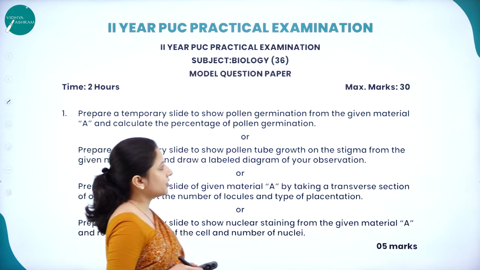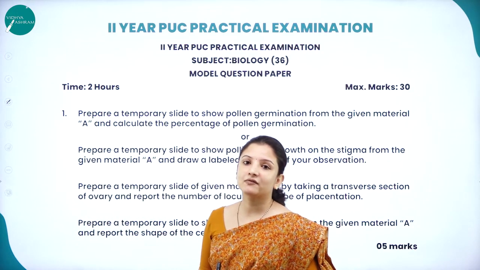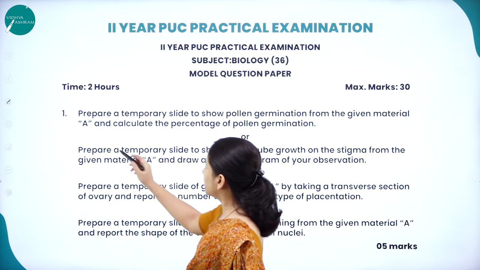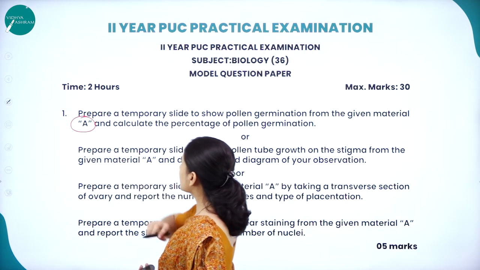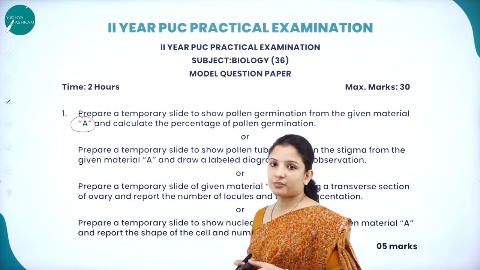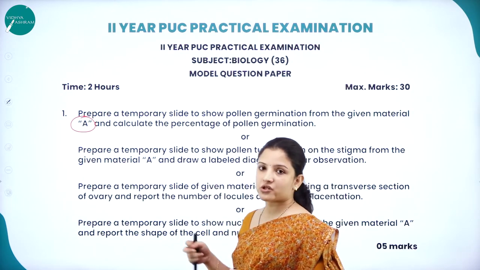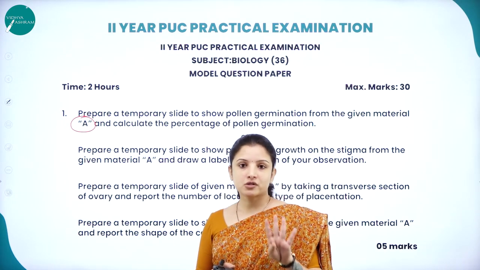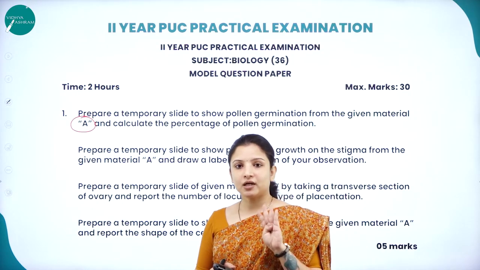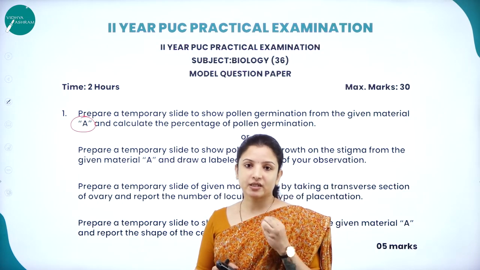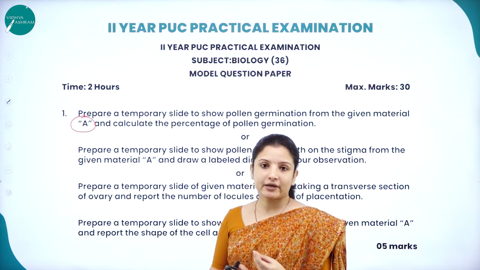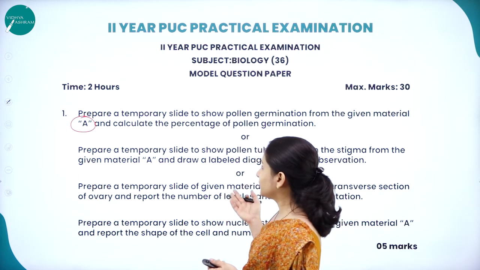The experiments are divided as experiment A to F, wherein your question number 1 will have experiment A. This is nothing but pollen germination. For question number 1 or experiment A, it is luck basis. 4 chits will be given. That is, four experiments will be written in the chits. You have to pick a chit, and whichever experiment you get, you have to perform. So that is about experiment A.